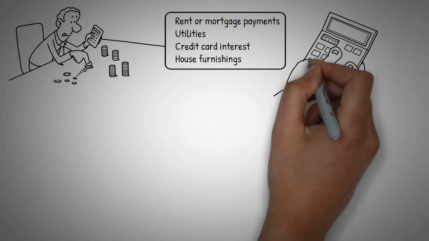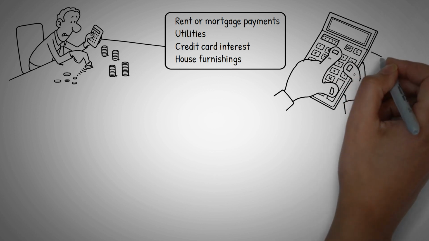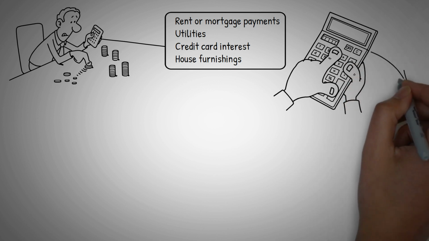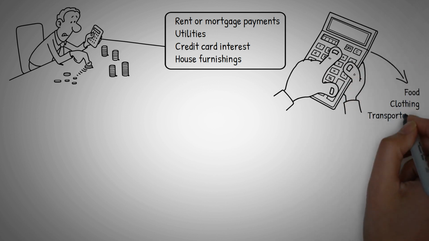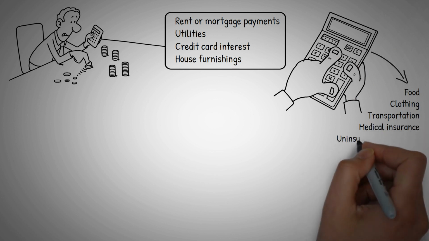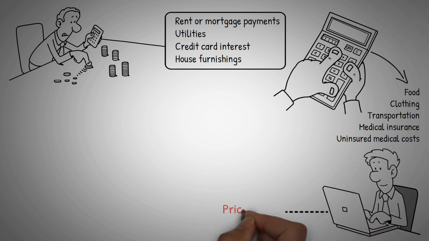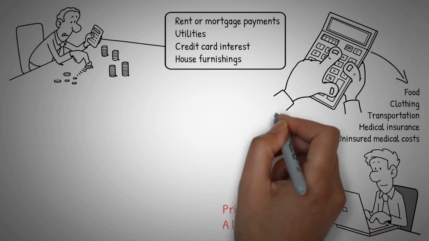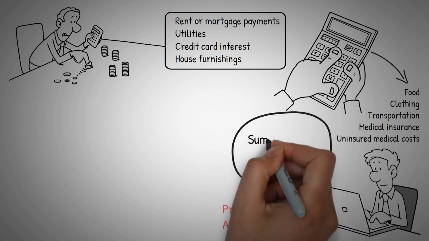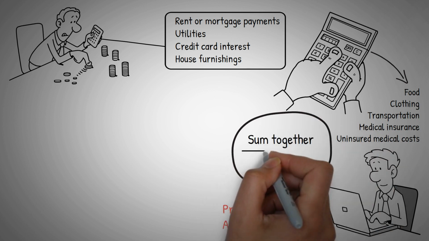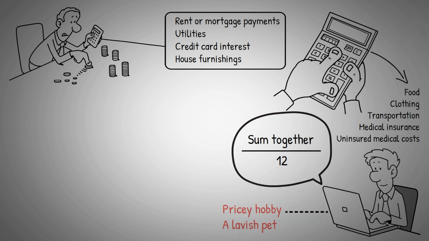Record separately your actual expenditure on entertainment, eating out, and travel expenses after adding categories for food, clothing, transportation, medical insurance, and uninsured medical costs. Your own spending categories will be obvious as you review your financial records. You can have a pricey hobby or a lavish pet. Record the expenses. You'll be able to calculate your cash flow once you sum together all these figures for a year and divide by 12.